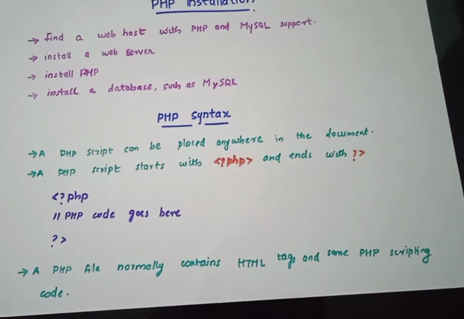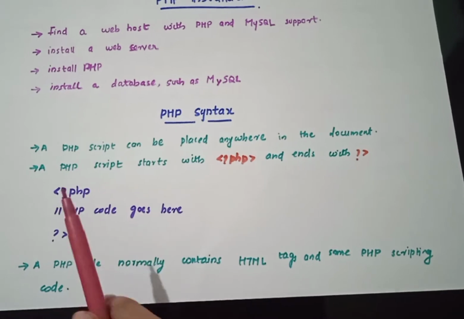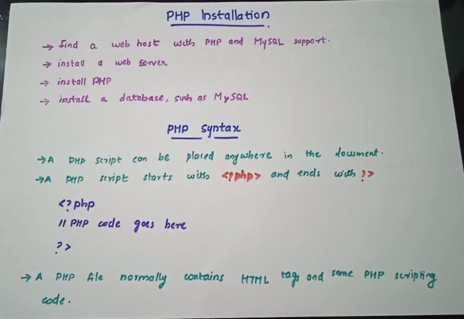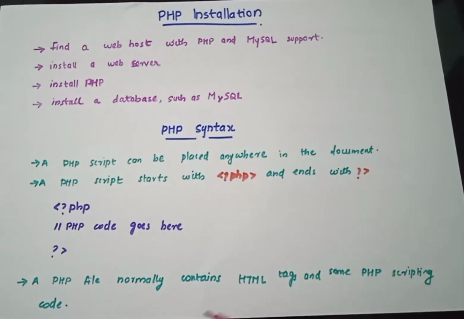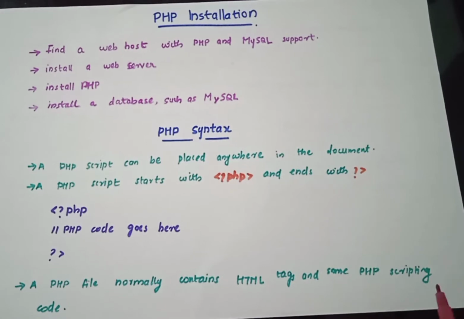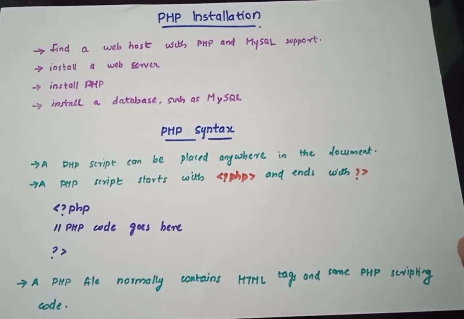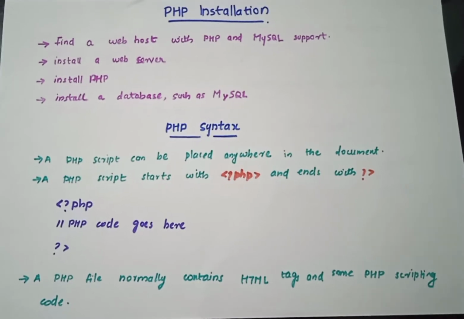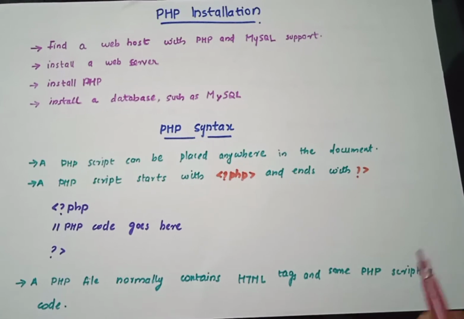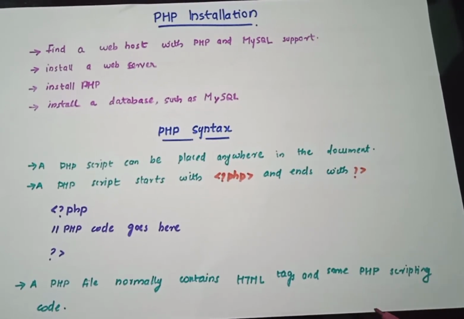Then inside you can write the things that you need for the PHP script. A PHP file normally contains HTML tags and some PHP scripting code. So a PHP file will not simply contain PHP only. It can have HTML tags and also PHP scripting. Okay.